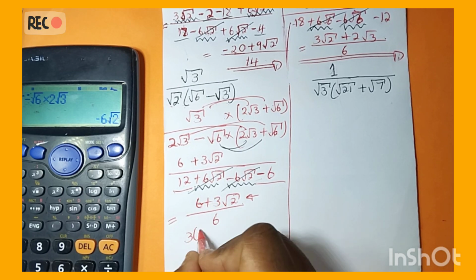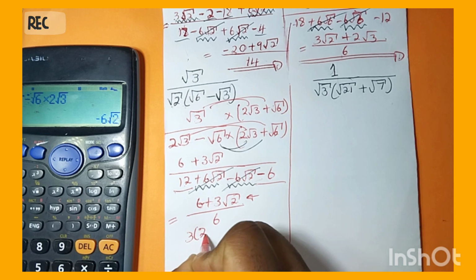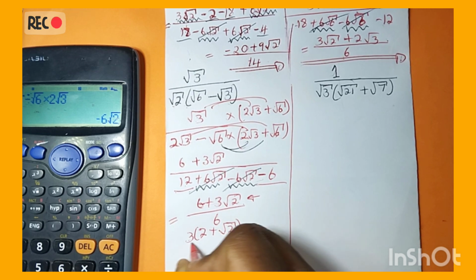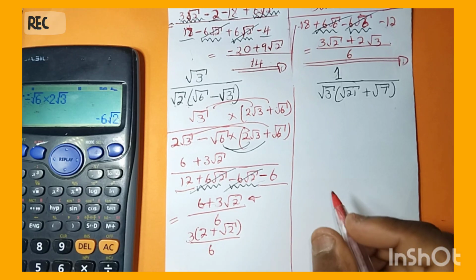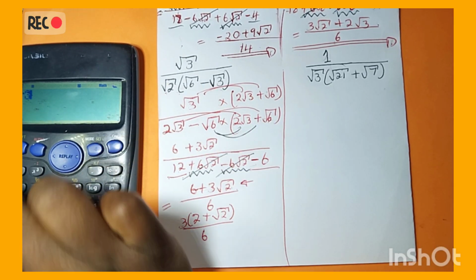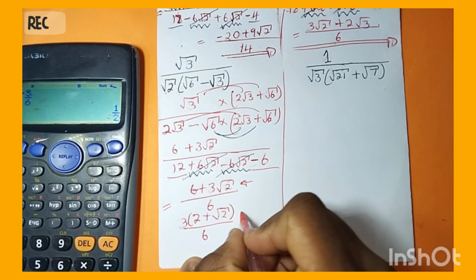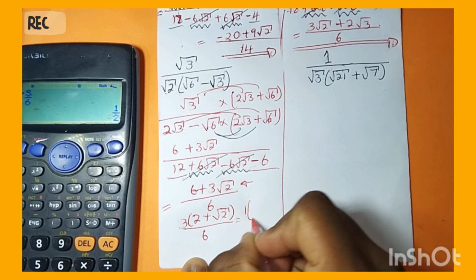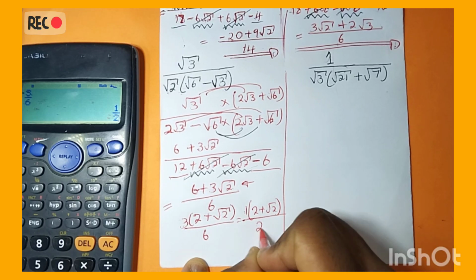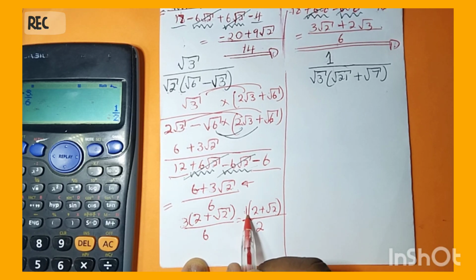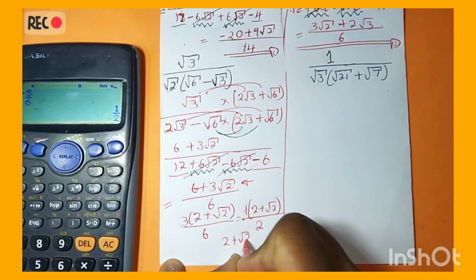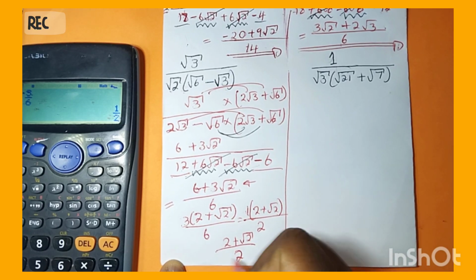If I take 3, I will only be left with what? With 2. Plus, if I take 3, I will only be left with this thing, divided by 6. And now on my calculator, guys, I can press 3 over this. I'll get 1, which is 2 plus square root of 2. I'll get 1 over 2. But that one, guys, will just disappear. Meaning now your final answer is supposed to be this one, square root of 2.